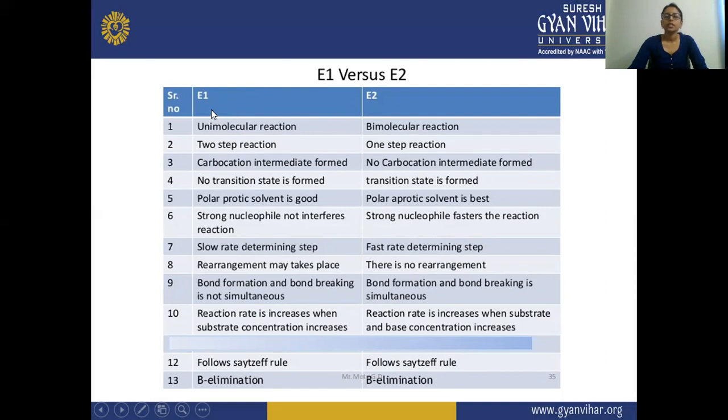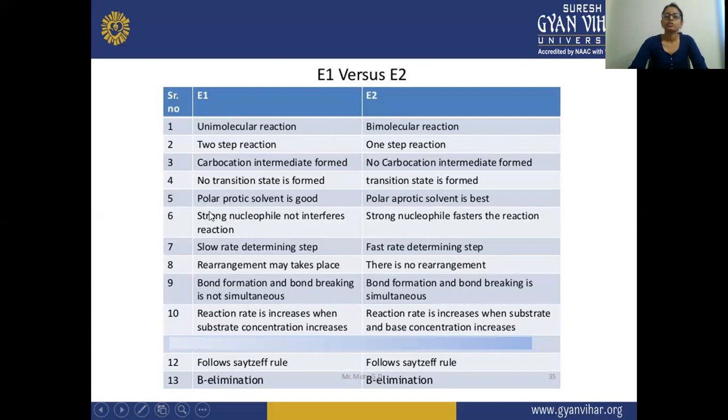The E1 reaction carries 2 steps; the E2 reaction is 1 step, in which only a transition state is formed. In E1, the first step is ionization, where a carbocation is formed, and the second step involves the protonation. So it involves 2 steps, while E2 involves 1 step. In the E1 reaction there is no transition state formed, but in the E2 reaction there is a transition state formed.